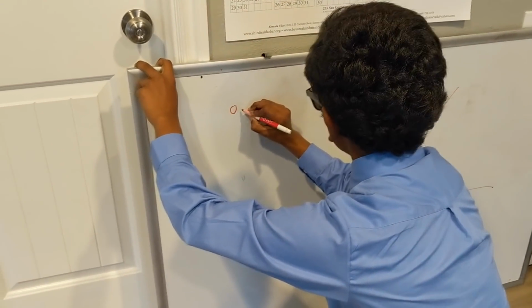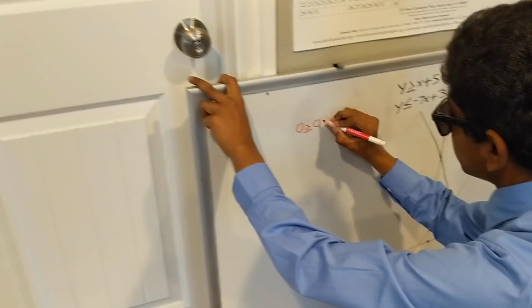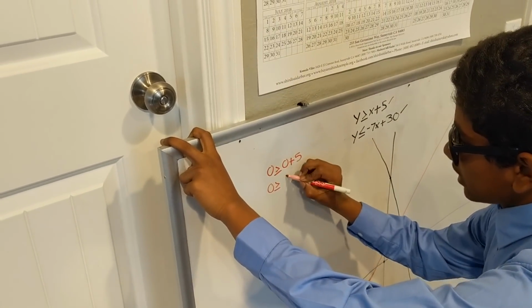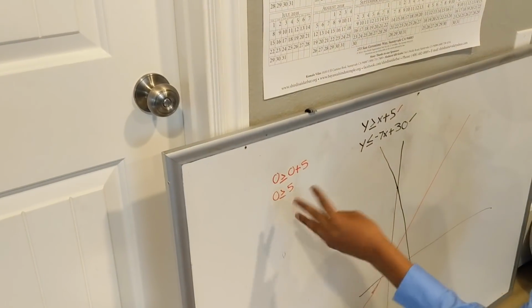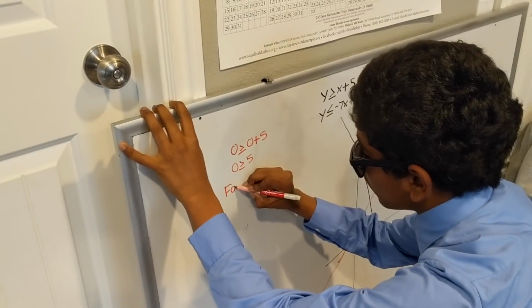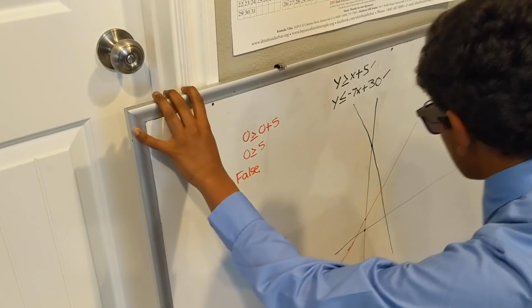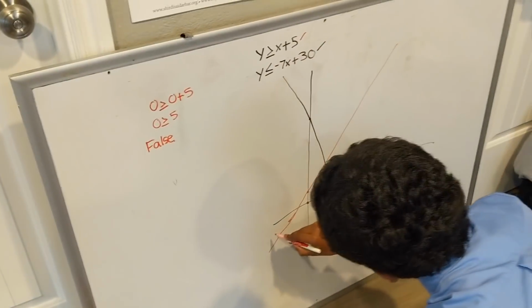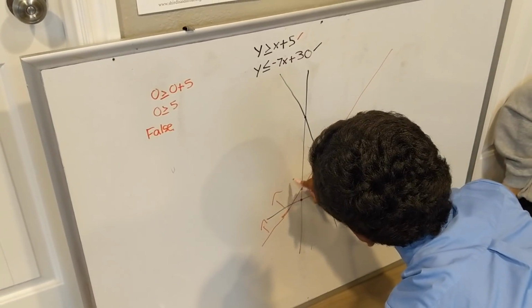So that means it's 0 greater than or equal to 0 plus 5. And then as you can see, 0 is not greater than 5 or equal to 5. So in that condition, it is false. If this is false, we would not shade this area, but we would use arrows to this.